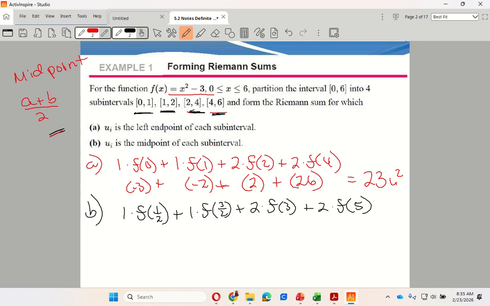So f of 1/2. So that's going to be 1/4. Negative 11/4. Yeah, negative 11/4. 3 over 2. So that's going to be my 9 over 4. And then my negative 3 is negative 12, right? 12 over 4. Negative 3 over 4. Right, then 9 over 4 minus 12 over 4.